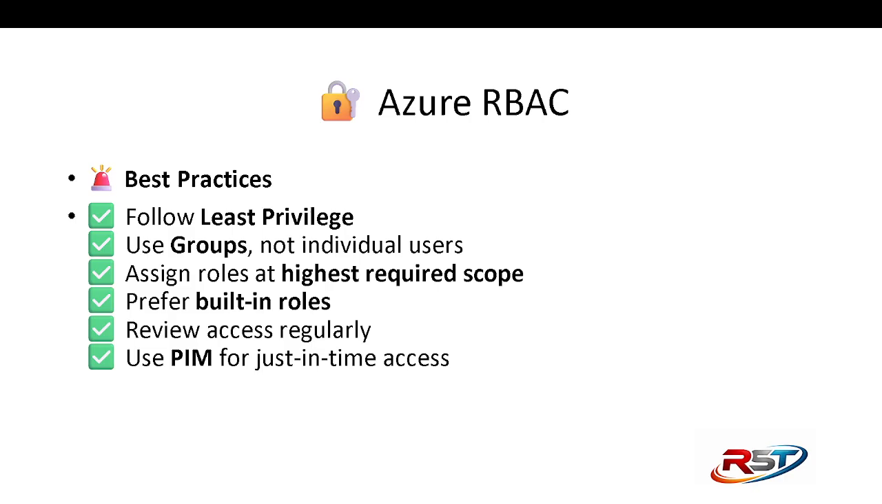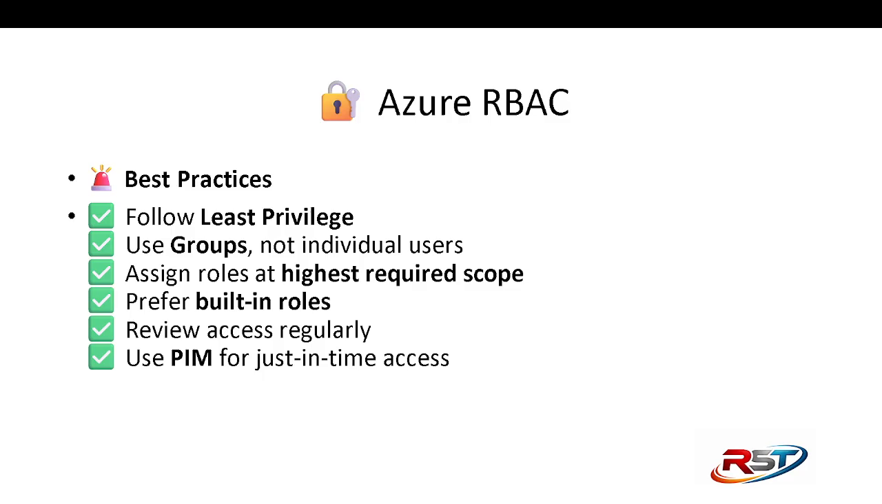Use PIM for just-in-time access. Suppose some development users want to access some resources for a couple of months or a couple of weeks. In that case, you use just-in-time access. It is a security feature that provides time-bound access. You can mention the time, like 1 week, 1 month, 1 day, 1 hour. In best practice, you can use Privileged Identity Management for just-in-time access. So these all we have to follow.